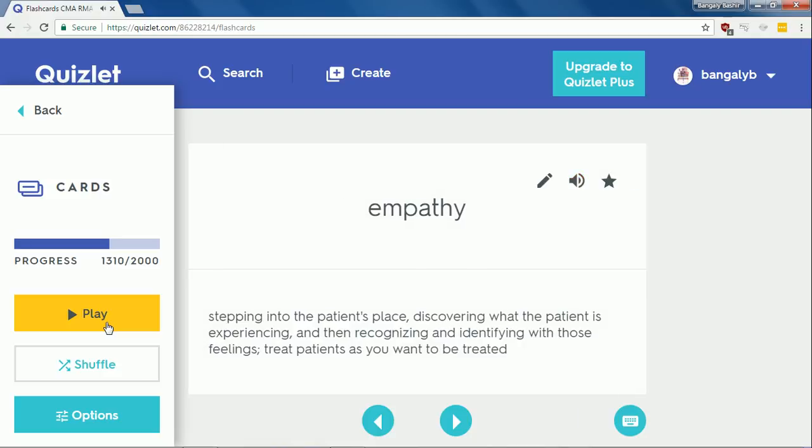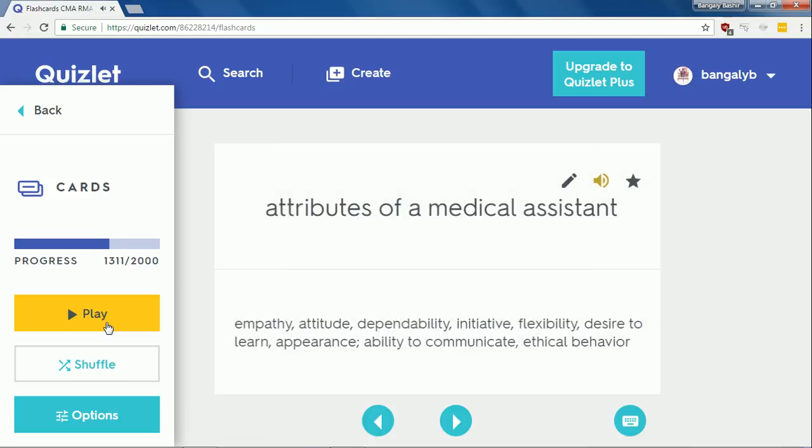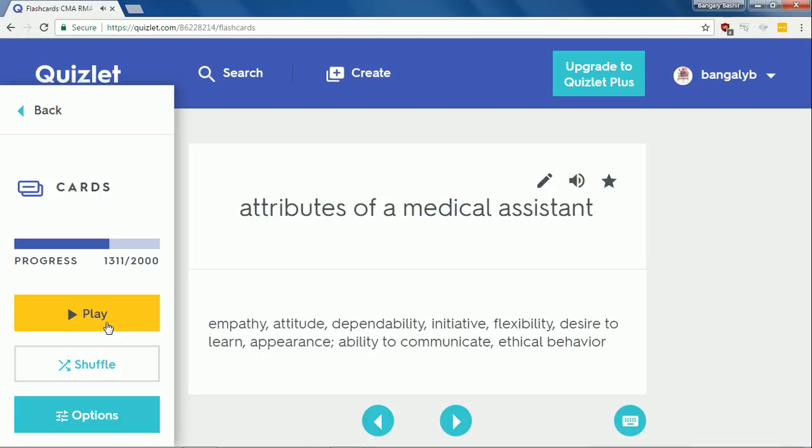Empathy: stepping into the patient's place, discovering what the patient is experiencing, and then recognizing and identifying with those feelings. Treat patients as you want to be treated. Attributes of a medical assistant: empathy, attitude, dependability, initiative, flexibility, desire to learn, appearance, ability to communicate, ethical behavior.